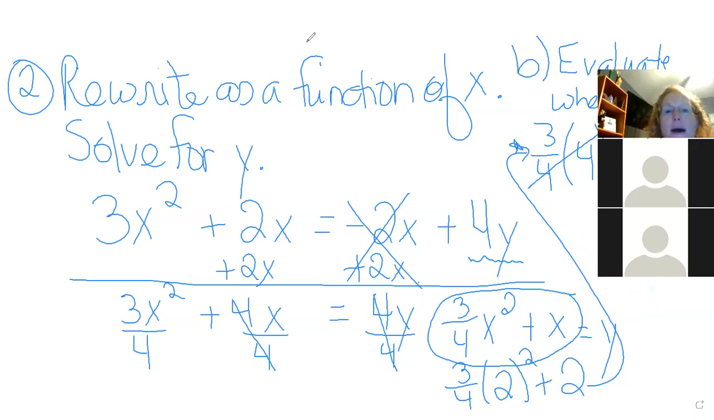Actually, give me a second. Let me go back and erase this for just 1 second, and I'm going to put it over 1 exactly like you were doing. So we've got 3/4, and you put the 4 over 1. Am I understanding correctly? Yes.